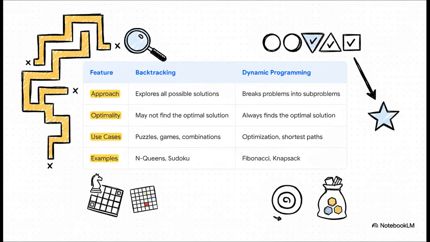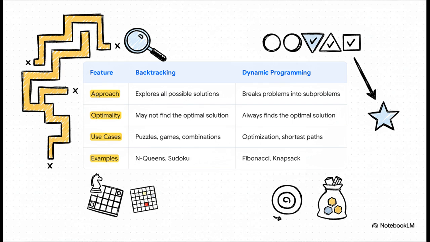Okay, so this table really lays out the key differences. I like to think of it like this. Backtracking is like a really thorough but smart explorer. It's determined to check every single possible path to find all the hidden treasure chests, but it's smart enough to stop going down a path the second it sees a dead-end sign.